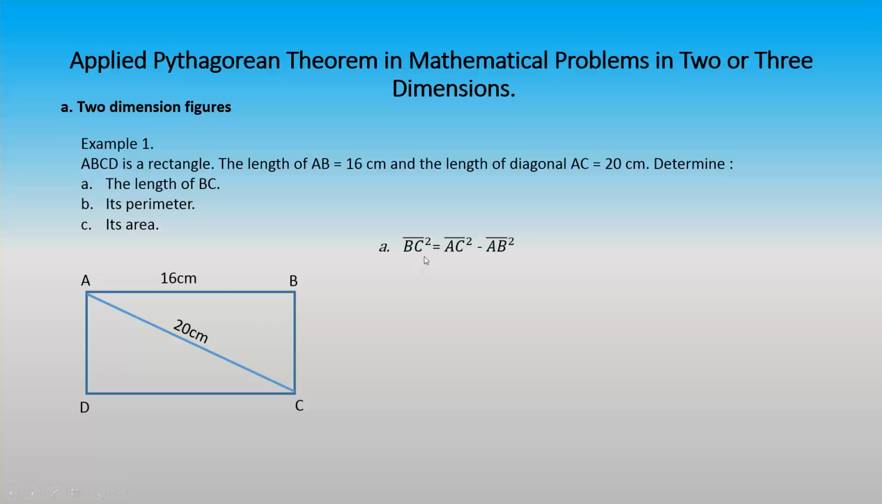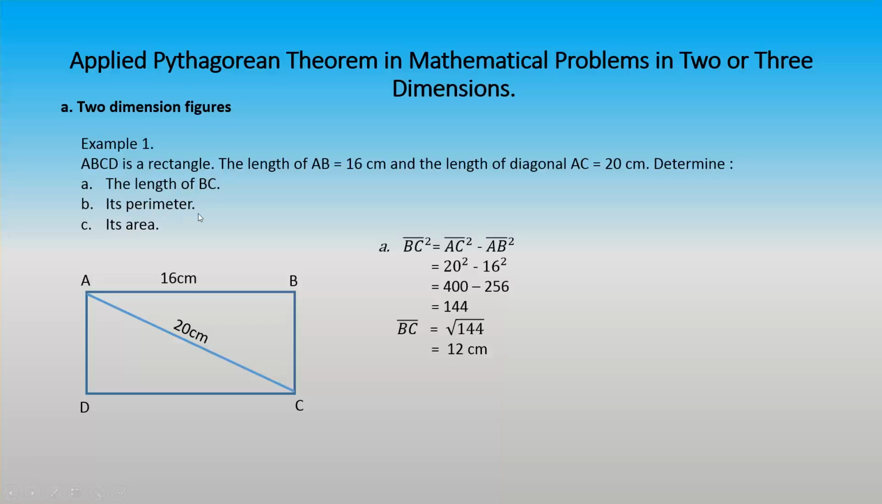Here, BC square is equal AC square minus AB square is equal 20 square minus 16 square is equal 400 minus 256 is equal 144. So BC is equal square root of 144 and the result is 12 centimeter. Okay, now let's answer the second question.